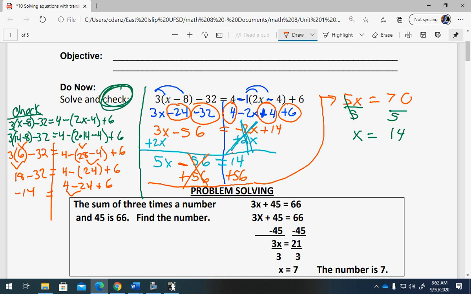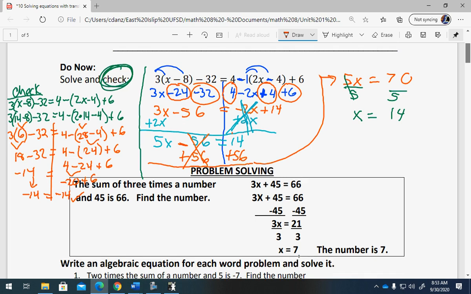So we work from left to right. This is negative 20 plus 6. And negative 20 plus 6, if you want to use a calculator, you can. But really, it's a negative 14. Good thing, because this side is a negative 14, and it checks. Okay, you have to know how to solve and check equations for your test.